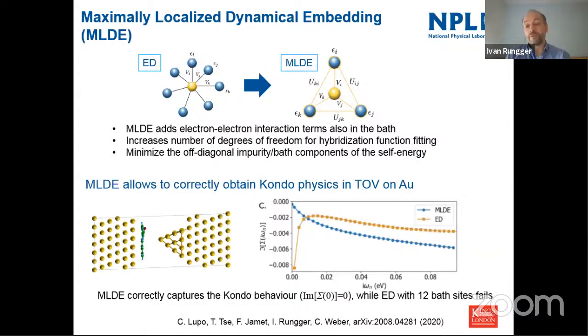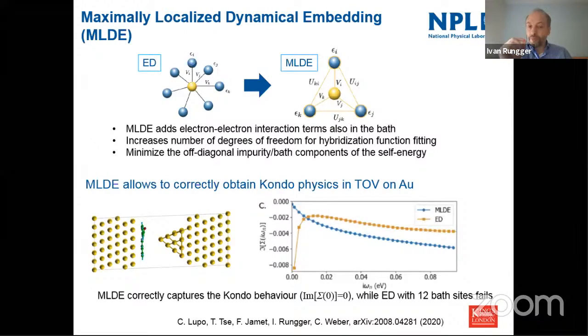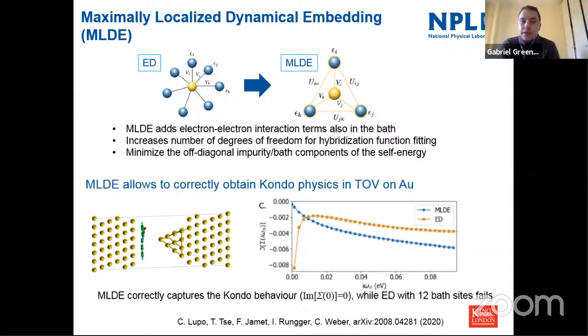So this was done, for example, at 5 Kelvin. But obviously, if I go to, I don't know, 1 millikelvin, it depends. If the Kondo temperature is 1 millikelvin, then this will probably also break down, and we would have to use more bath sites even in MLD. I see. Very interesting anyway, Ivan.